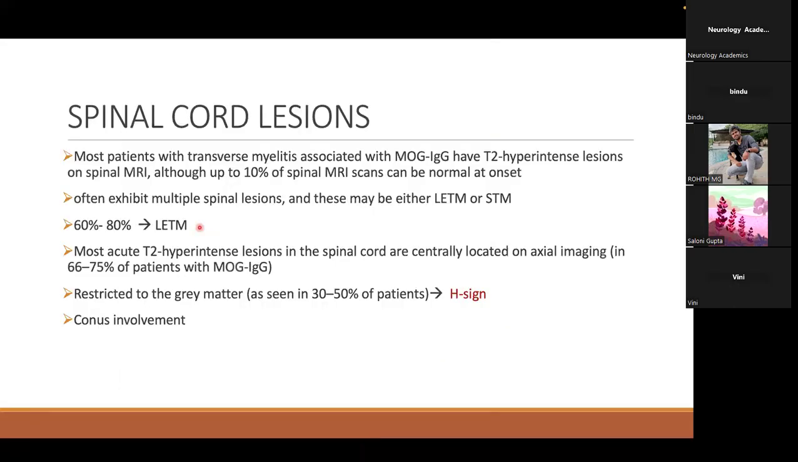So coming to the spinal cord lesion, most patients with transverse myelitis associated with MOGAD have T2 hyperintense lesion on the spinal MRI.